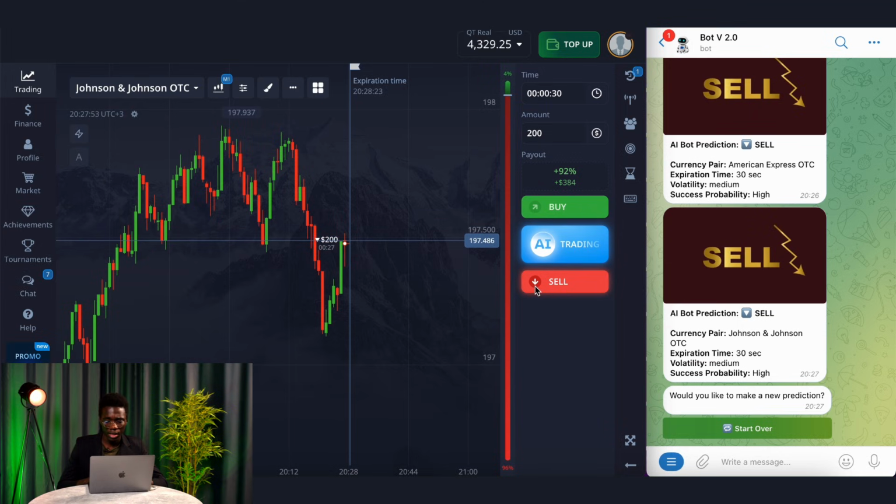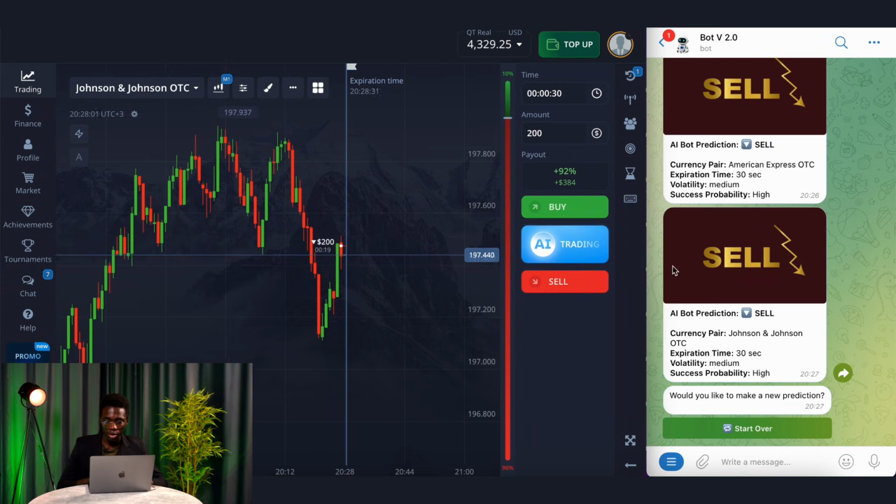The buyers are dragging this market, but we're gonna trust the process and hold on to see how this is gonna play out. This is predicted to be a sell. Volatility level set to be medium, success probability set to be high. Holding on tight to see how this is going to be playing out. 16 seconds left on the timer. And we're going to hold on, ladies and gentlemen, 13 seconds and waiting.